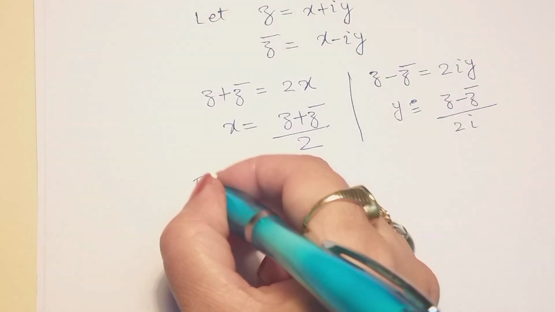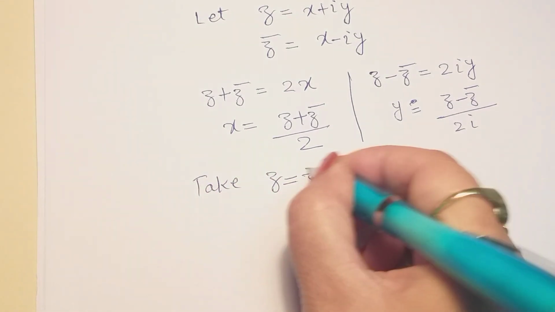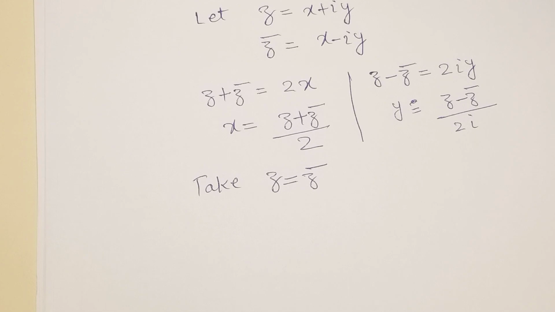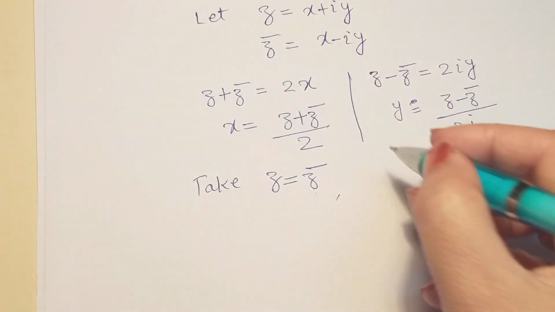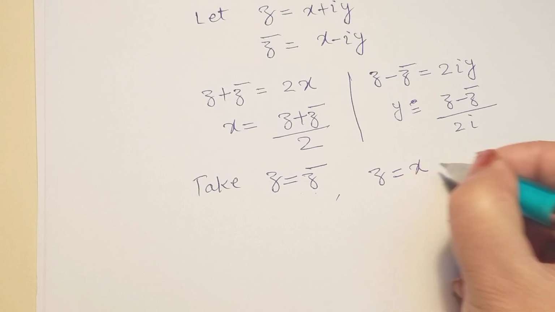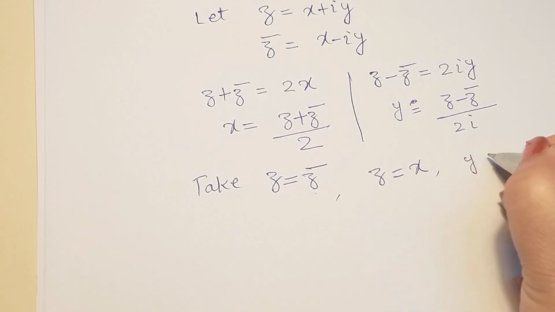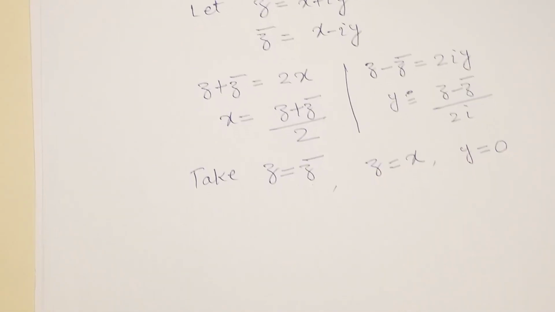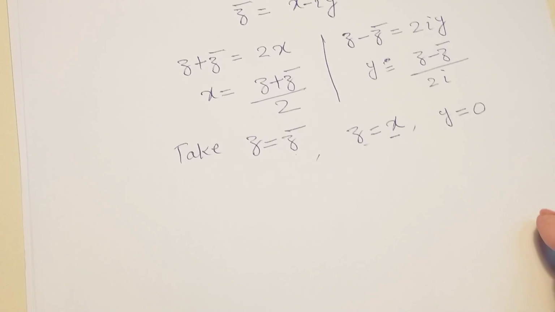Again, if we take z is equal to z bar, okay, because x and y both are independent variables, so we take z is equal to z bar. Then in that case z is equal to x, or we can say x is equal to z and y is equal to 0. Okay, so x will become z and y will become 0.